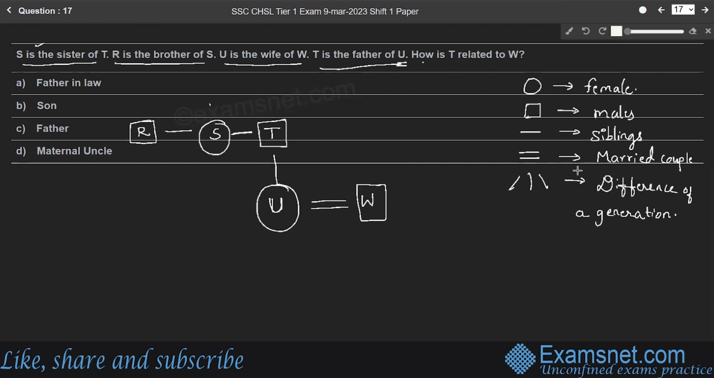Here the question is, how is T related to W? For W, T becomes wife's father, right? Wife's father means father-in-law. Therefore, T is father-in-law of W, therefore option A.